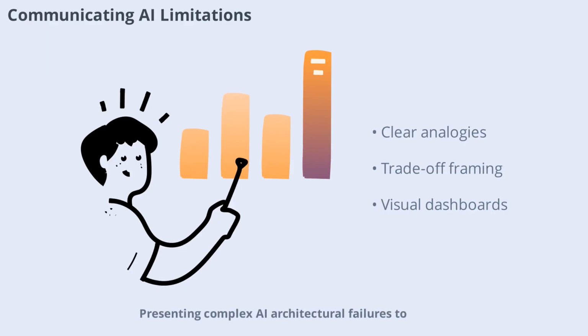Presenting complex AI architectural failures to non-technical leadership requires clarity and relatable analogies. Avoid deep technical jargon. Instead, frame issues as trade-offs such as processing speed versus cost or accuracy risks as confidence metrics. Use data visualization dashboards to map product enhancements directly to business outcomes, making technical limitations understandable and actionable.